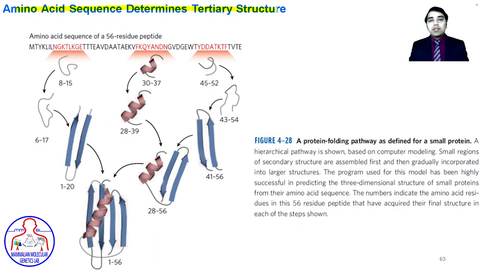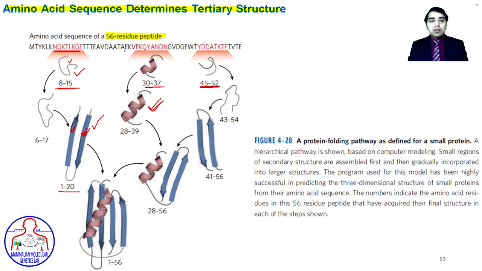Amino acid sequence determines the tertiary structure. This is a peptide of 56 amino acids. Based on the properties of amino acids, we can know whether a segment is going to make a linker, beta sheets, or an alpha helix. For example, amino acids 8 to 15 are going to make a linker, 30 to 37 are going to make an alpha helix, and again 45 to 52 are going to make a linker. In this case, if we join the 8 to 15 amino acids in the sequence of 1 to 20 amino acids, we can know that these are going to make 2 beta sheets along with 1 linker.